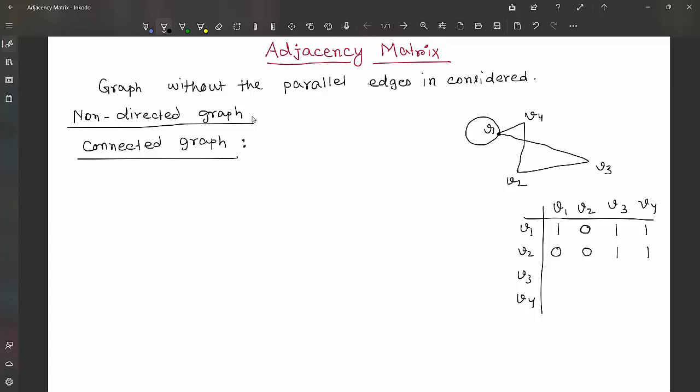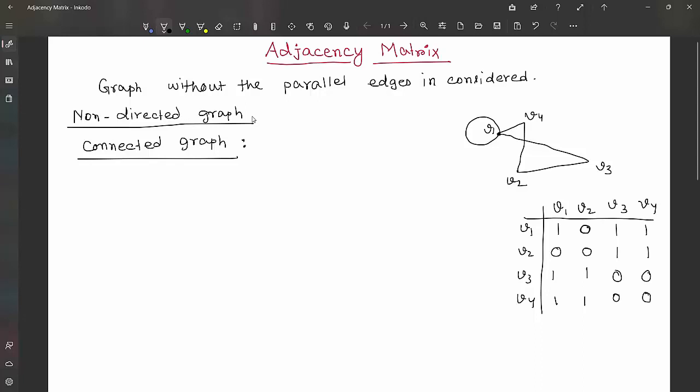So we put 1 here. Then again V3 to V1 you can see there is one edge, this is 1. V3 to V2 there is another edge, so we put 1. V3 to V3 no edge, 0. V3 to V4 there is no edge, so we put 0. Again from V4 to V1 there is one edge, V4 to V2 there is one edge, and V4 to V3 there is no edge, and V4 to V4 also there is no edge. So this is the way of calculating the adjacency matrix of a non-directed graph.